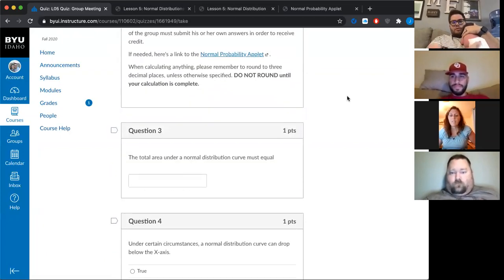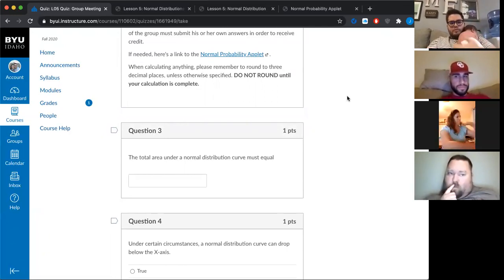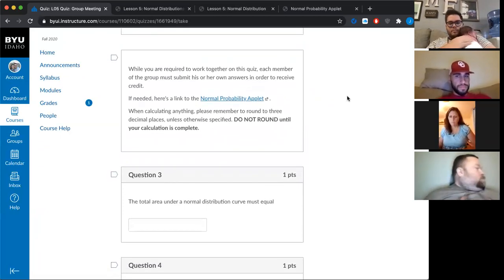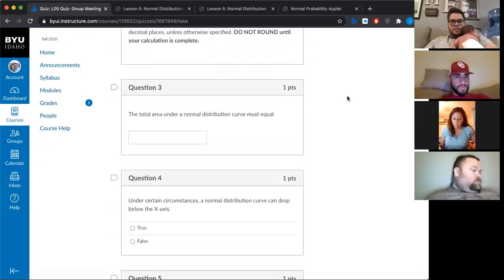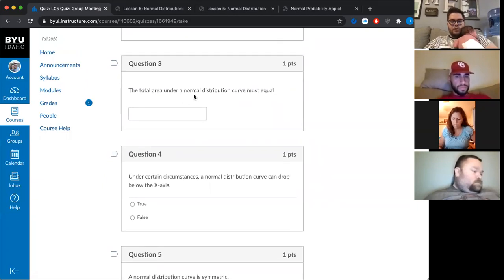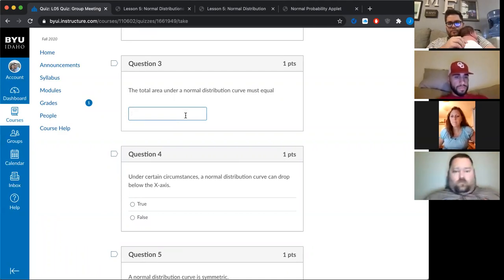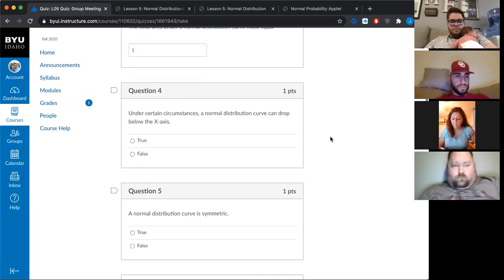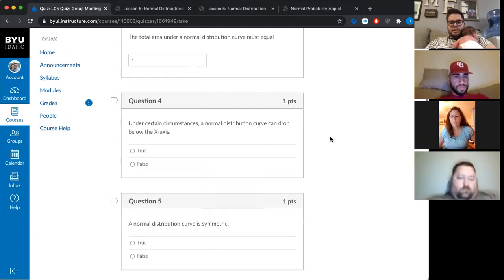Okay, so we're just using a normal probability applet for question 3 here. It says the total area under a normal distribution curve must equal, and that would be 1, right? Because it all is equal to 1. Anybody against that?